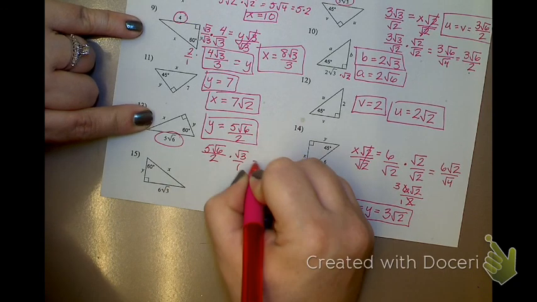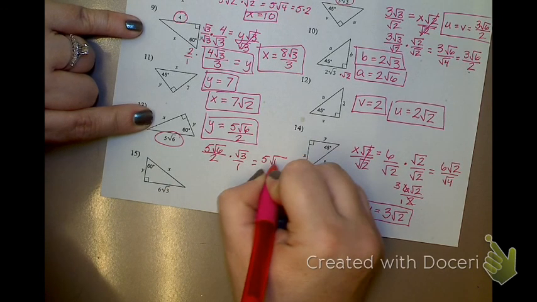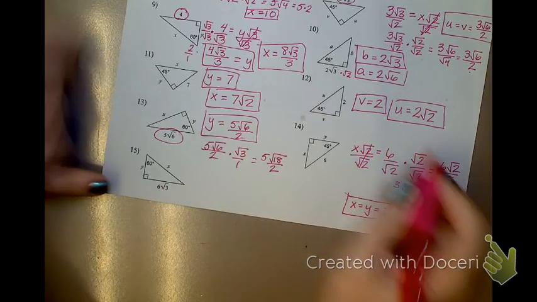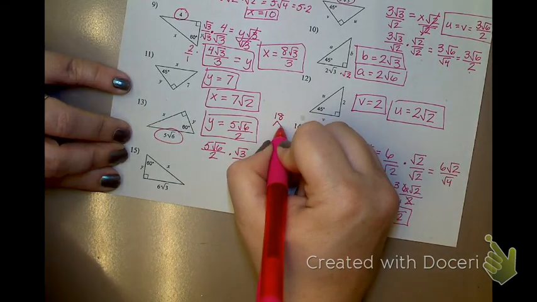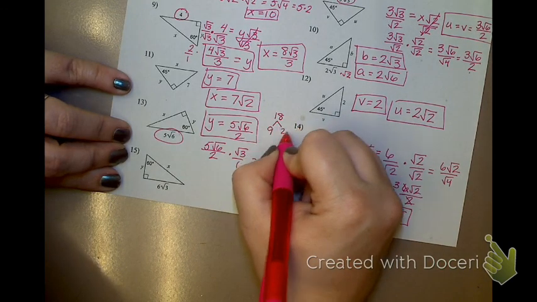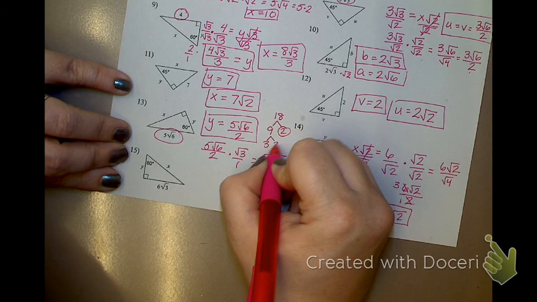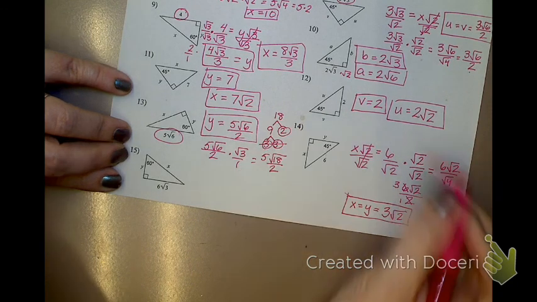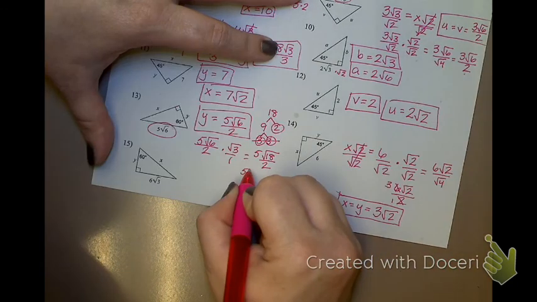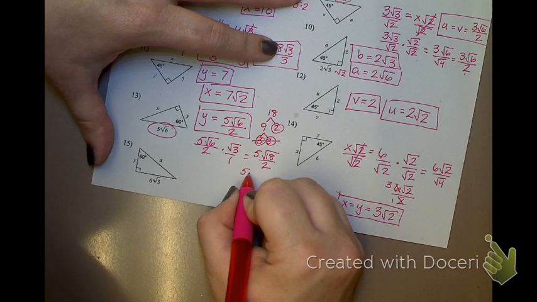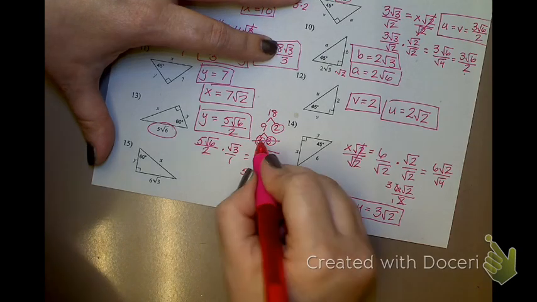That gives me 5 radical 18 over 2. Let's look at 18 for a minute. Can 18 draw a tree? 9 and 2, 3 and 3. It can, because we have some pairs, so the 3 has to come out. So I have a 5 outside. I'm taking another 3 out. We're taking a 3 out and leaving a 2 inside.